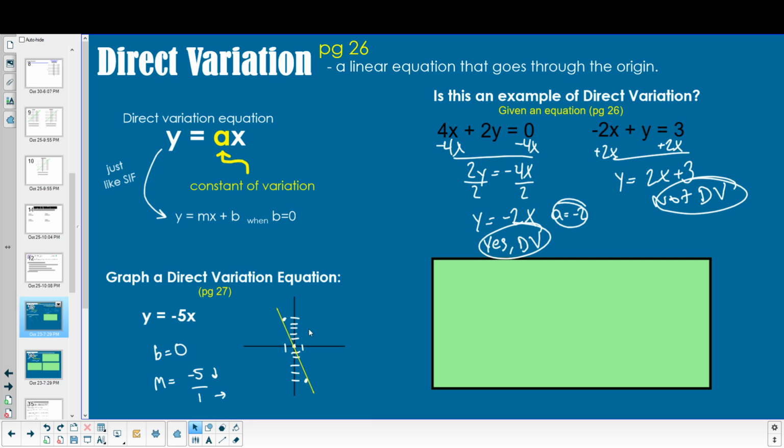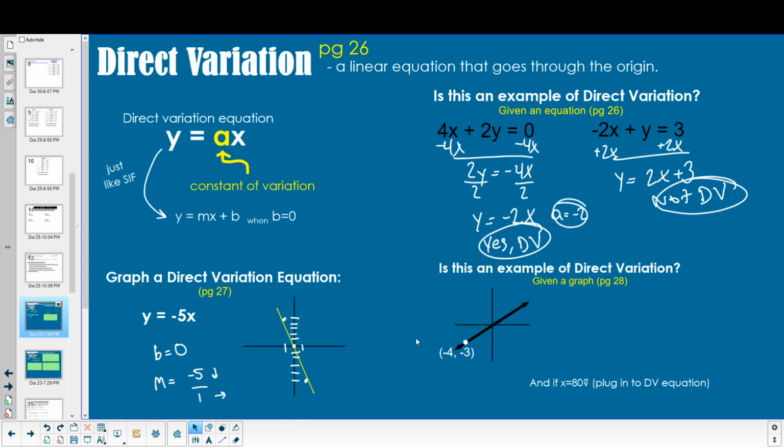Actually, what I would say is on your paper now, on page 27, the top has two problems like this. There's a checkpoint. I want you to do those two. And then also there's one more problem for you to graph. I want you to go ahead and do that one as well. Okay, so you could do that and then unpause the video so we can keep on going.